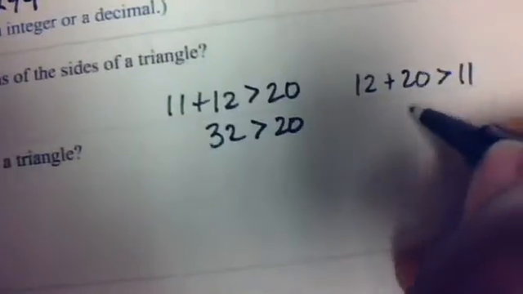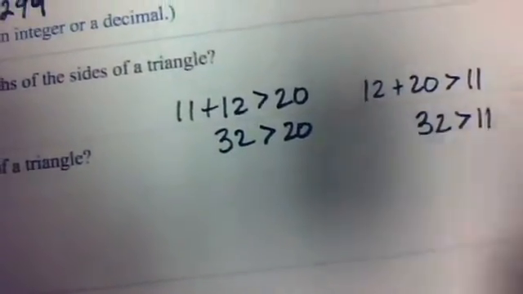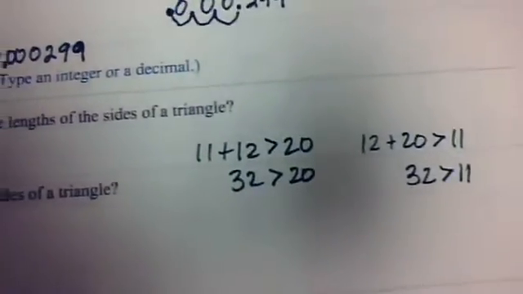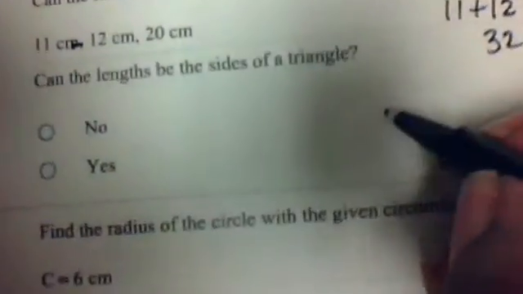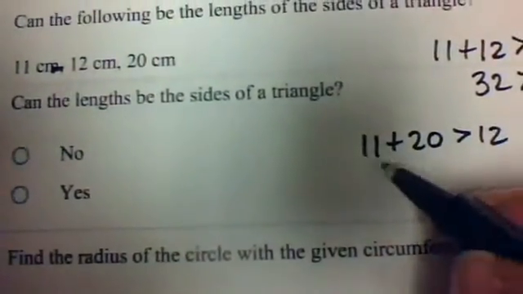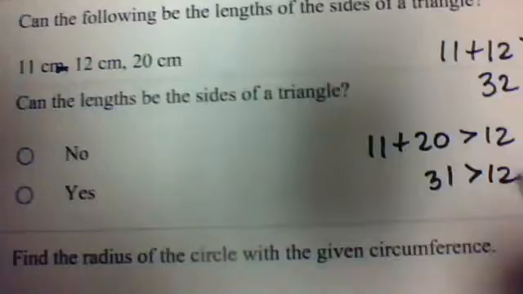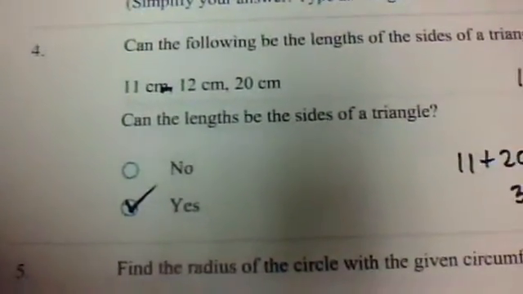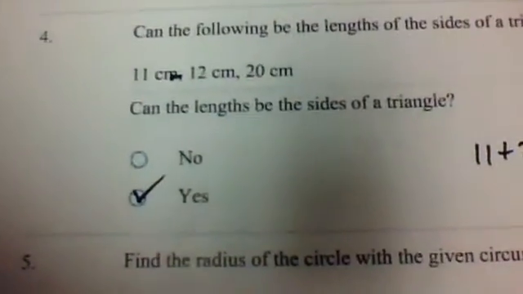Now I must add the second and the third. It must be greater than the first. So if I add 12 and 20, that must be greater than 11. In this case, 32 is greater than 11, which is correct. And then the first and the third must be greater than the second. So 11 plus 20 must be greater than 12. If you add 11 and 20 together, you're going to get 31, which is greater than 12. So in this case, yes, these three sides, 11, 12, and 20 centimeters, would be the lengths of the sides of that triangle.